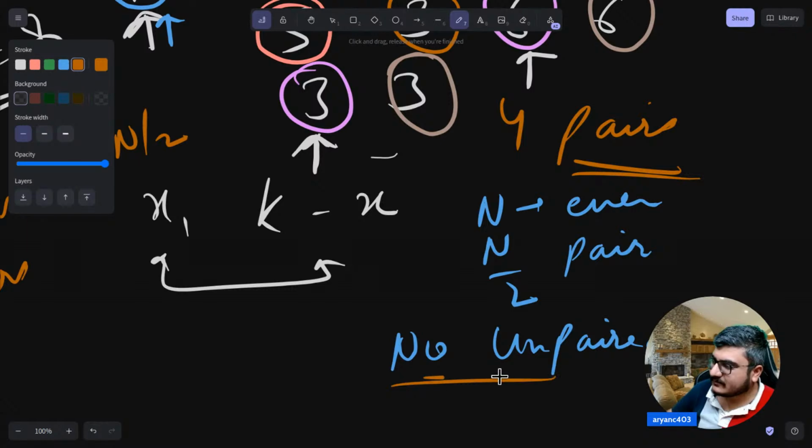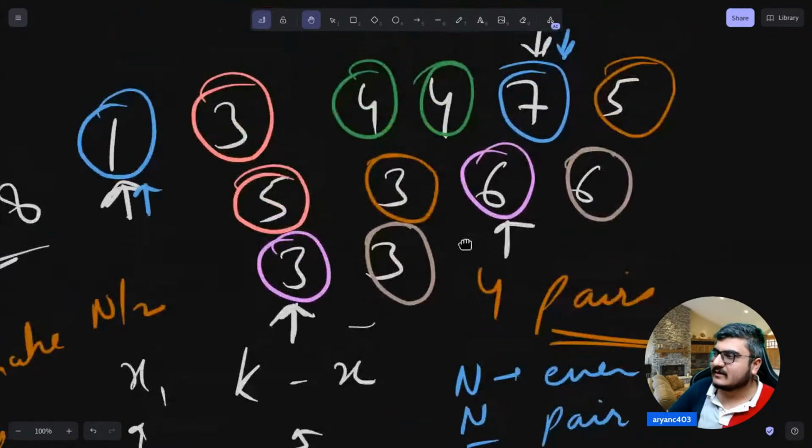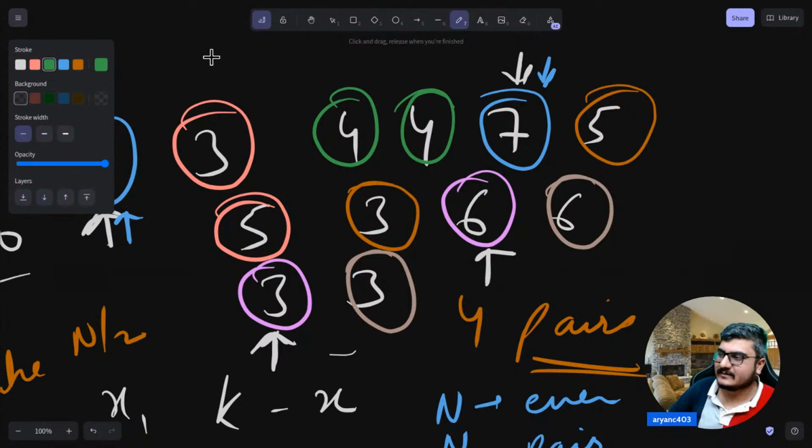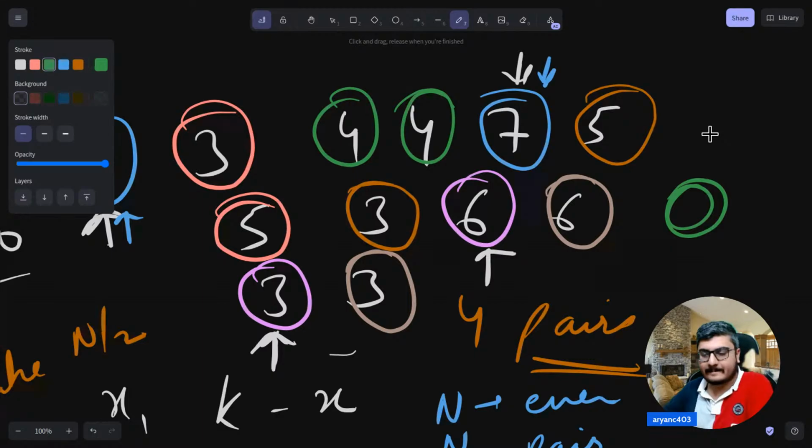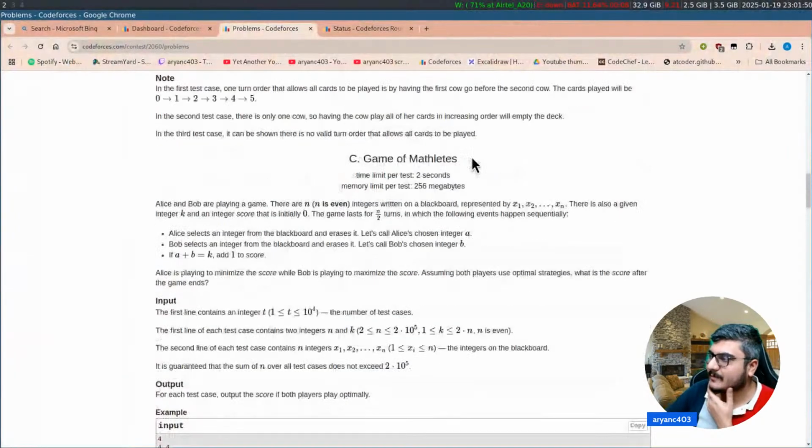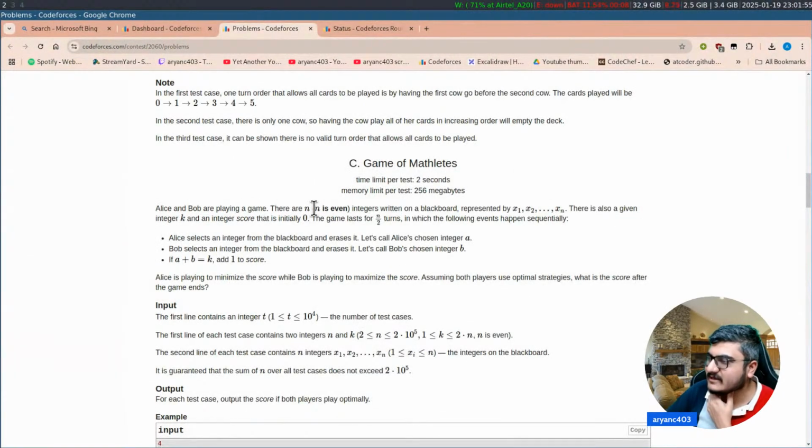And that's what makes it difficult for Alice. Let's say there was an unpaired number somewhere, which would have happened only if n was odd. Then whenever Alice played it, Bob would not have any chance to make another pair, and that would have spoiled Bob's plan. I think a lot of people might have missed it. It's explicitly written that n is even, and sometimes it's important to look at the constraints. That's why.